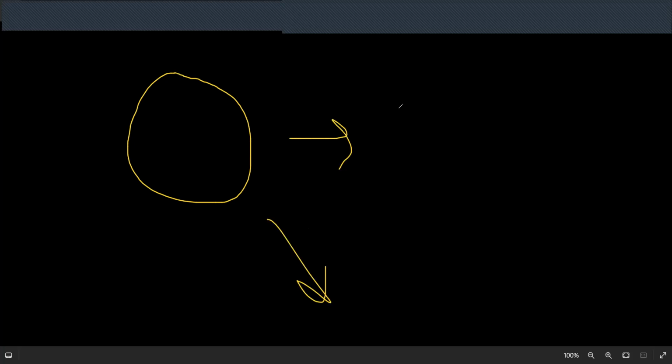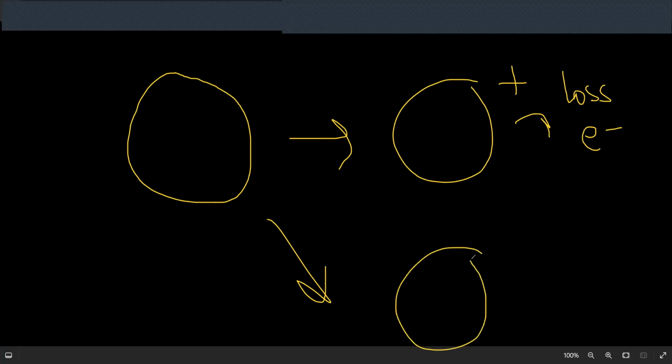So I will quickly describe what are what. So let's take an atom. If it's a cation, it will have plus charge and will lose electron. It becomes anion, it will be minus charge and it will gain electron. Lose electron, gain electron. Now, let's take a few example questions.